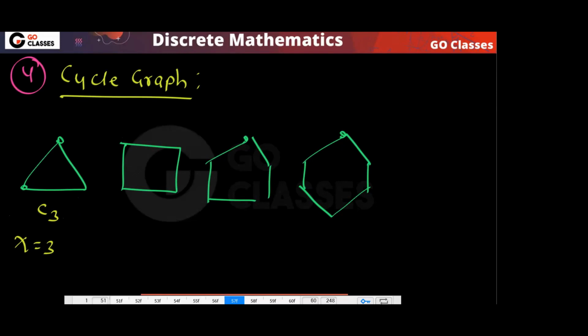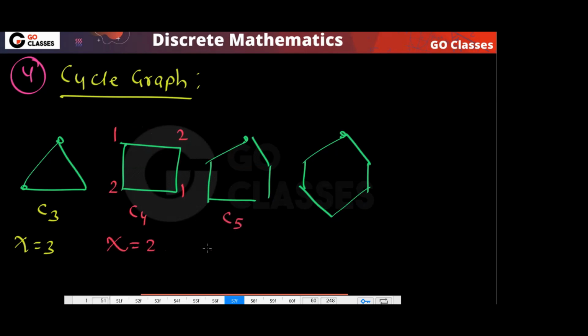In C4, I can give color number 1 here. I cannot reuse color number 1 on the adjacent vertex, so let me give color number 2. Can I reuse color number 1 here? Yes. Can I reuse color number 2 here? Yes. So for C4, the chromatic number will be 2.